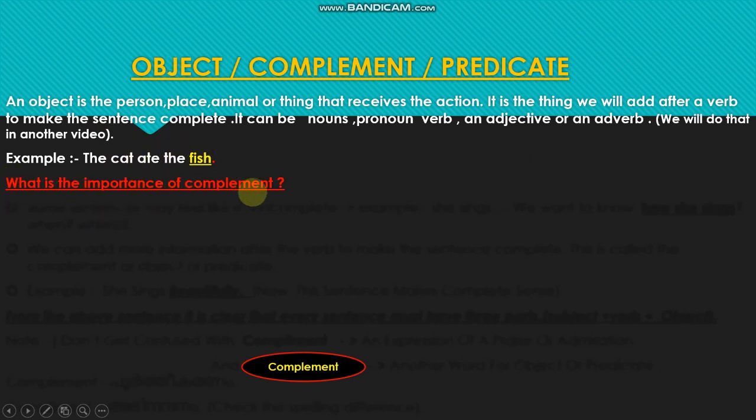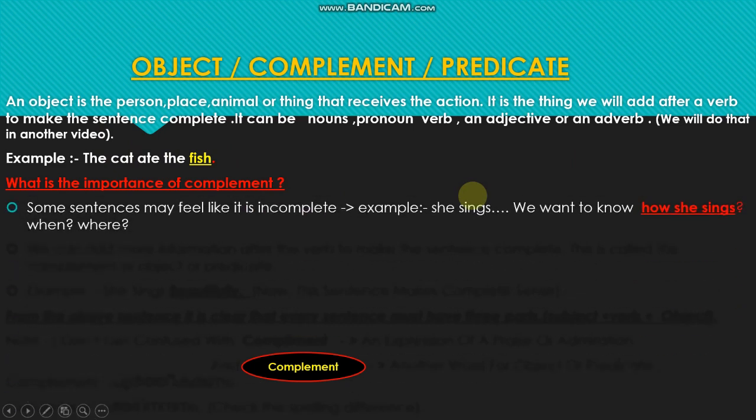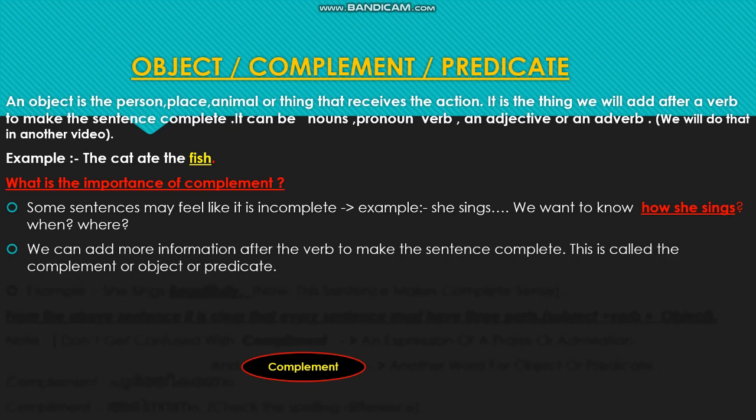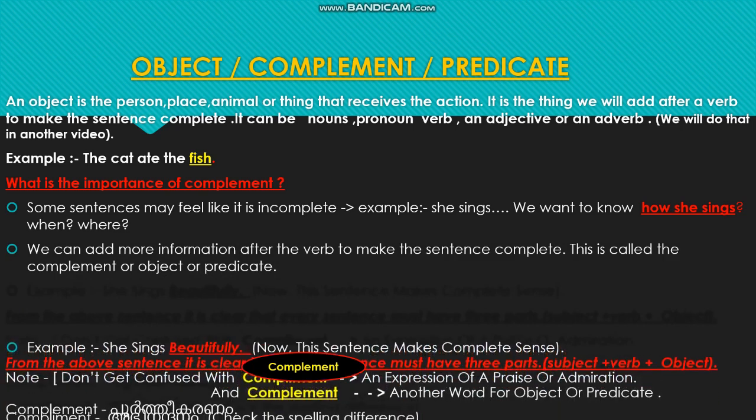So what is the importance of the complement? Some sentences may feel like they are incomplete. For example, she sings. We want to know how she sings, when she sings and where she sings. We can add more information after the verb to make the sentence complete. This is called the complement or object or predicate.